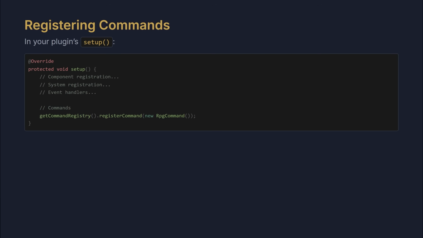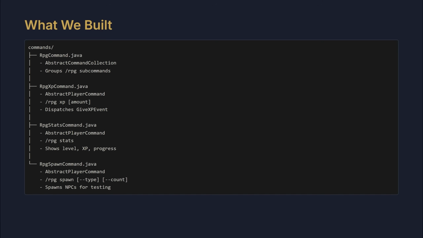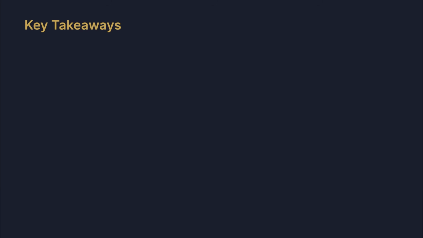So please make sure in your setup method to get the command registry and register the command, and then you should be good to go. So the collection handles the routing to XP, stats, spawn, and so on. We just need to register the collection, not the individual subcommands. So this is what we have built so far. We have built our command collection and then the 3 separate subcommands.